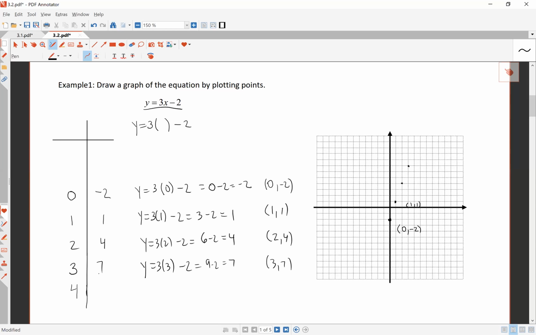For x equal to 4, I recognize that these y values are all increasing by the same number each step. 3 plus 1 is 4. 3 plus 4 is 7. 3 plus 7 would be 10. Doing that one more time, 3 plus 10 would be 13. So I put the point (4, 10) on there. The point (5, 13) would be slightly off the graph paper.